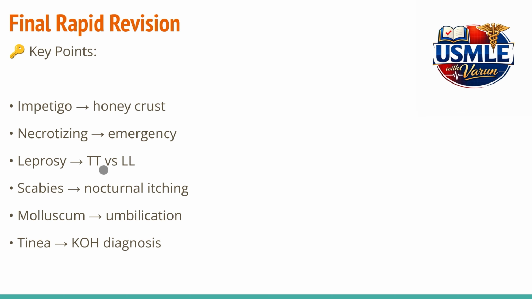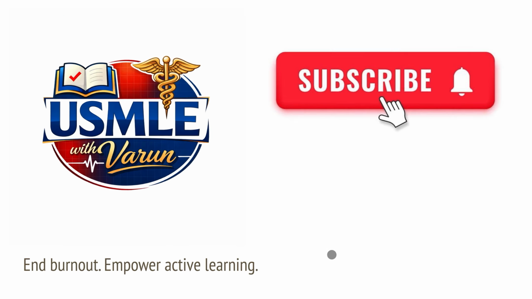One is related to strong immunity and the other one is related to weak immunity. One is paucibacillary and the other one is multibacillary. Scabies leads to nocturnal itching and formation of burrows between fingers and toes. Molluscum presents with characteristic umbilicated papules, and tinea we can diagnose using KOH mounts. So if we recognize these patterns, we can definitely score very well.